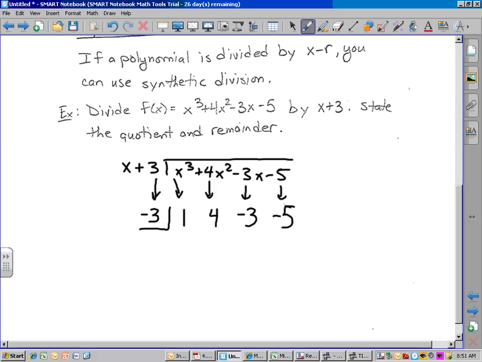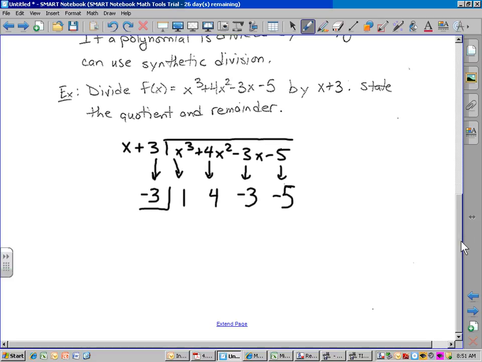Now, if there was a term missing, we would need to put a spacer in. You should always have one more coefficient than the degree. The degree of what we have here is 3, x cubed, so we should have 4 coefficients. If you have less than that, then you must have missed some spacers. For instance, if the x squared term was missing, then you would put a 0 in its place. But it's not, so let me bring that back. This would be synthetic division.